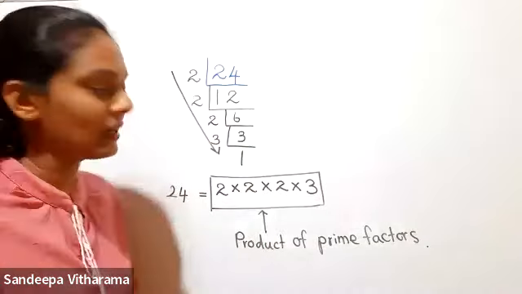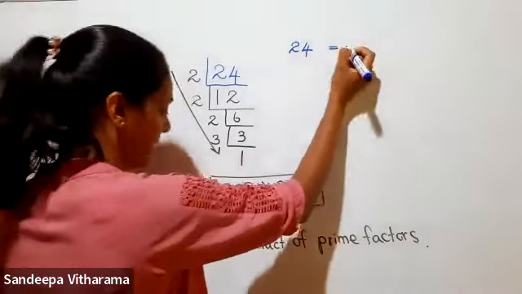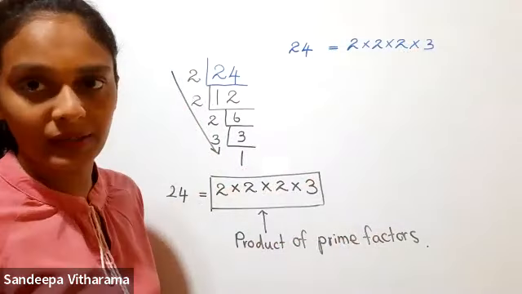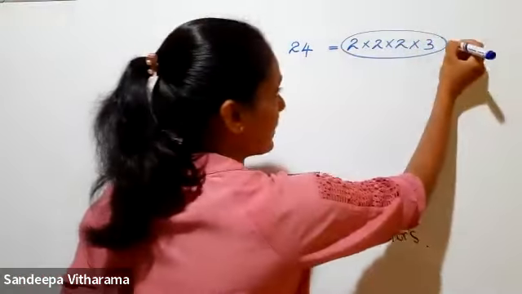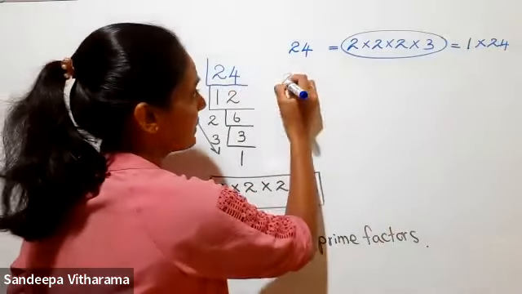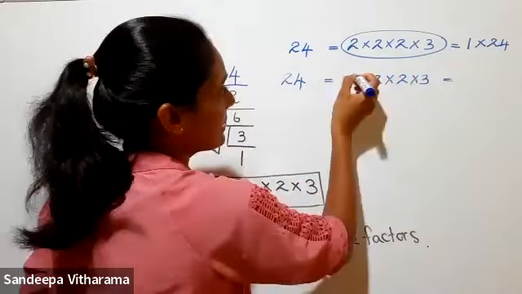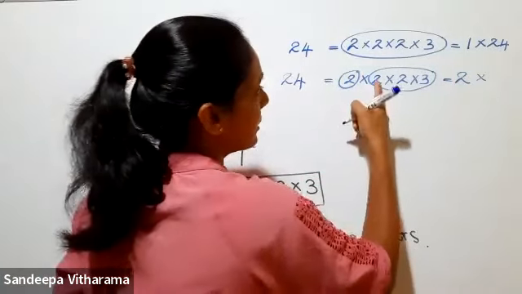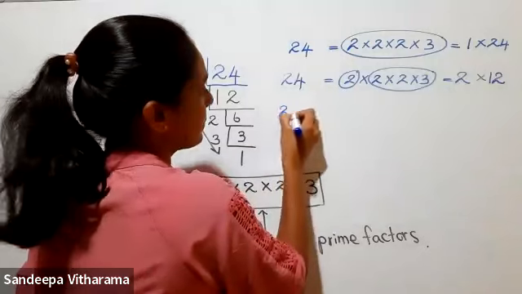By taking this product we can identify what the factors of 24 are. Once we write a number as a product of prime factors, we can identify its factors from that. Look at how we do this. If I take the whole product, then it is equal to 24. So I can write 1 into 24. So 1 and 24 are factors of 24. Again, I write this product. Then I take 2 only, and 2 into 2 into 3 separately. So 2 into 2 into 2 is 4, 4 into 3, 12. 2 into 12, so 2 and 12 are factors of 24.